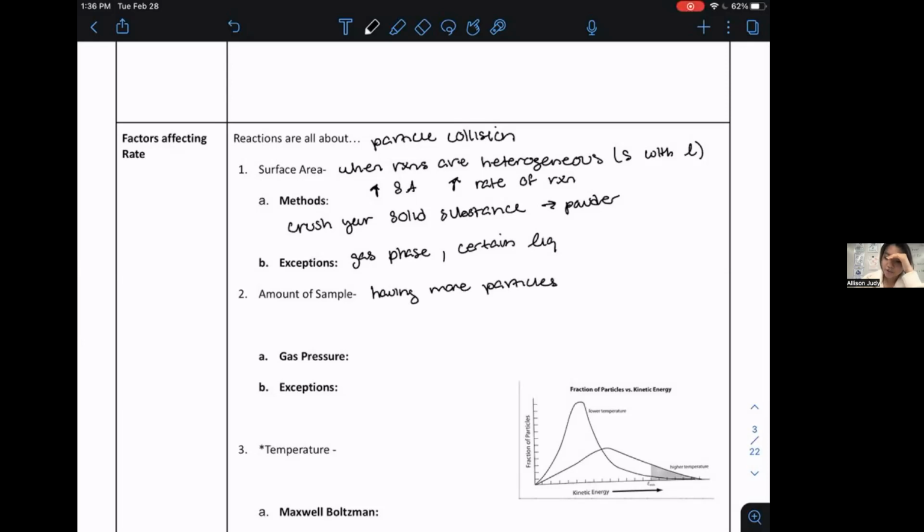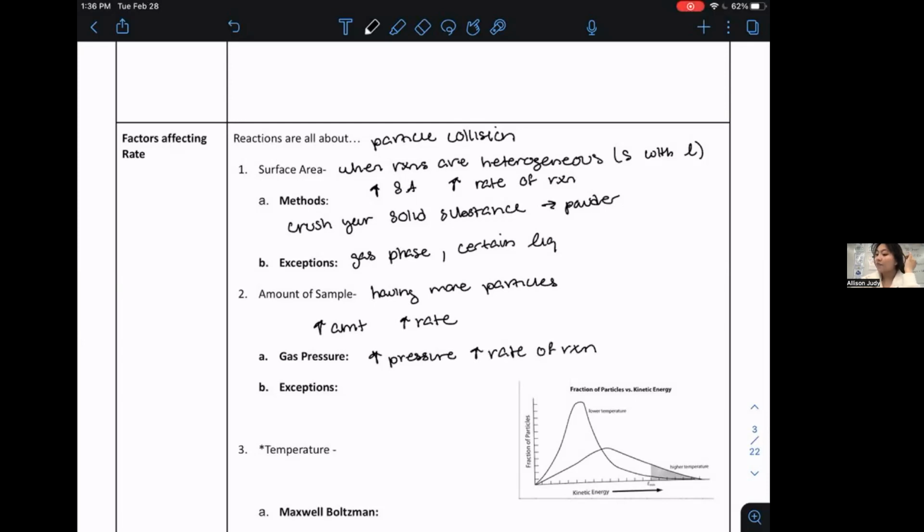All right. So if you increase your amount or your concentration, you can increase the rate. This, generally speaking, is true across all states of matter. Gas pressure wise, you can increase the pressure, and you can increase the rate of reaction.